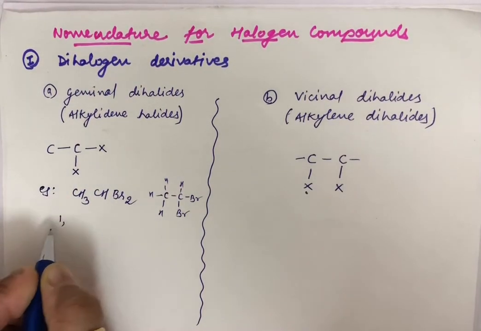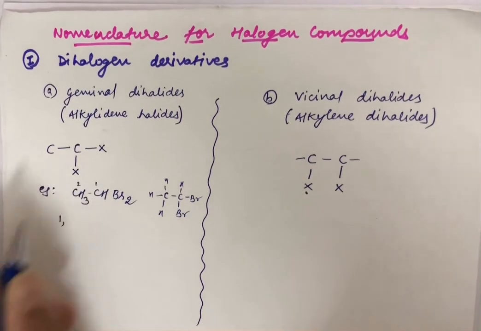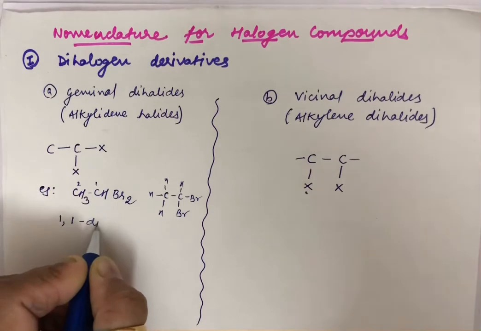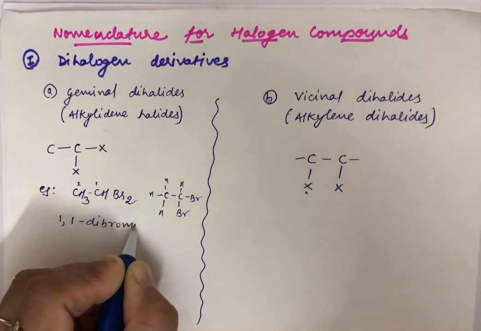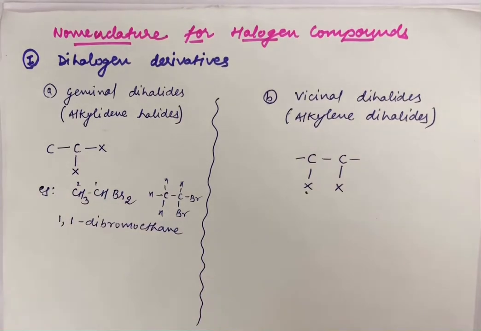The name for this in the IUPAC way would be, you can number this as 1 and this as 2. So this would be 1,1-dibromoethane, of course, because you have two carbons. This is its IUPAC name.